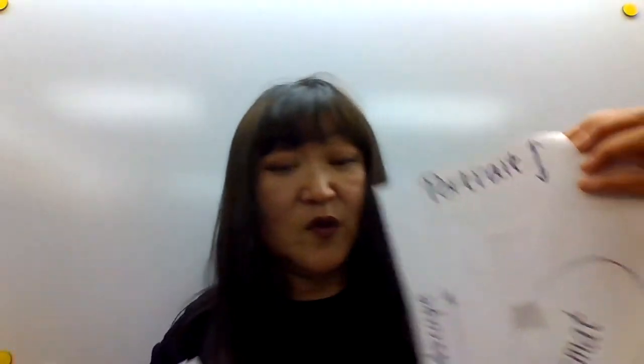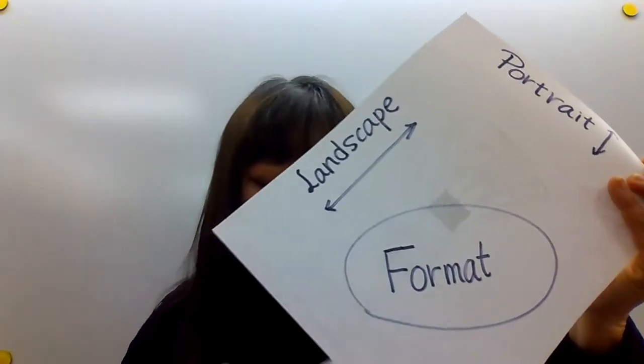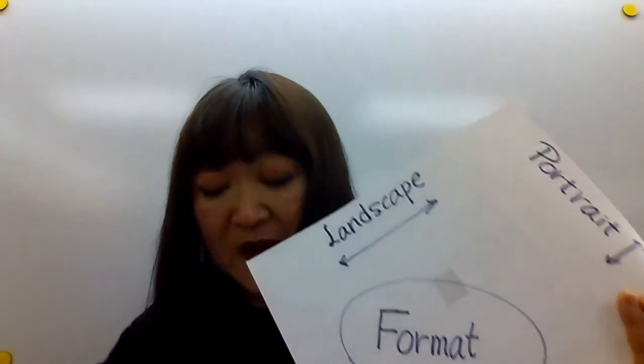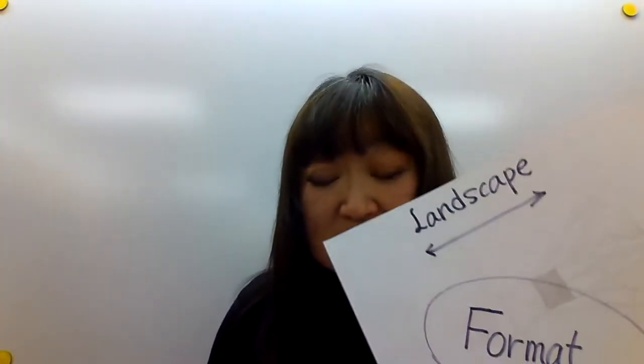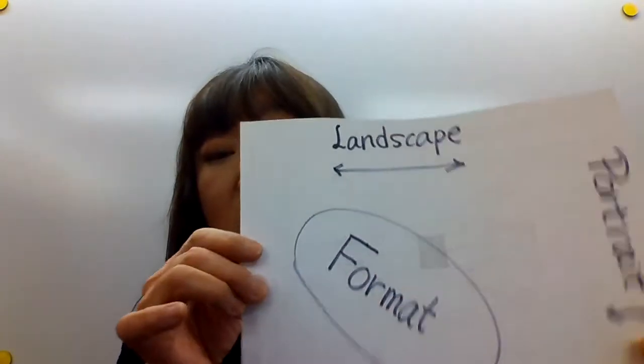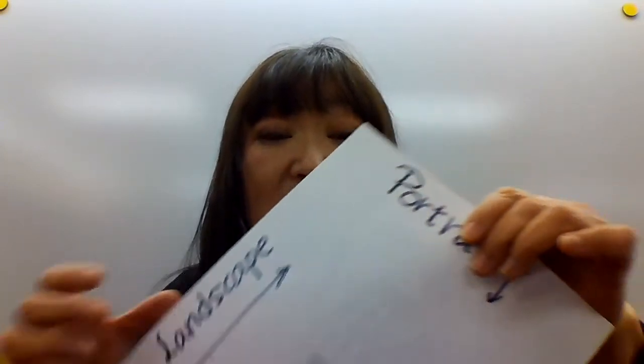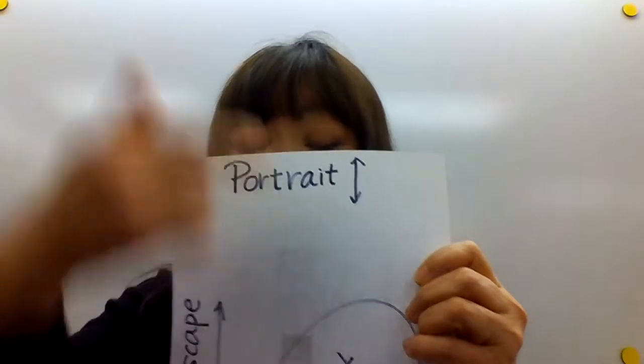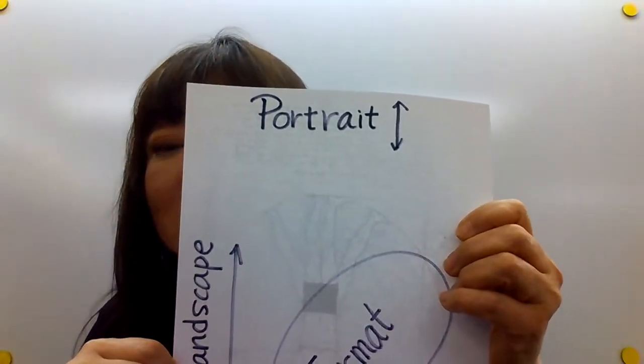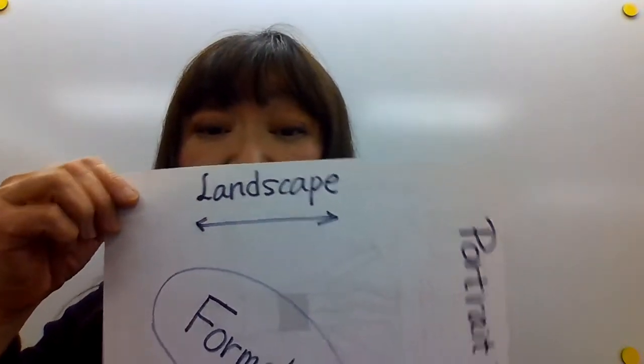So here is the composition and the format. Let's talk about format first. Format gets decided depending on the composition, but if you use the paper the wide way, it's called landscape format. If you use the paper the tall way, up and down, it's called the portrait format. I need you to memorize these two different kinds of formats today. Now let's talk about composition.